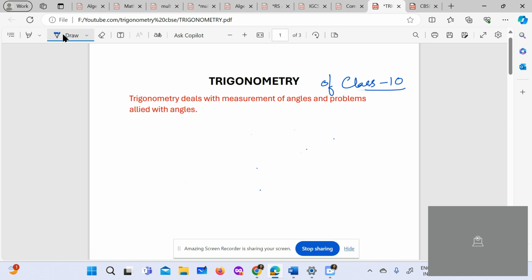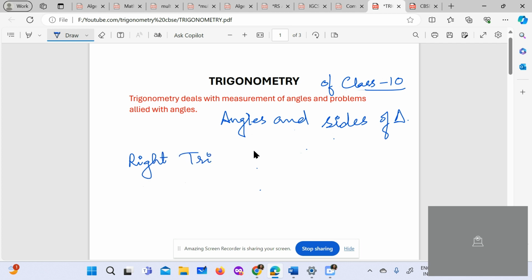Trigonometry deals with measurement of angles and problems allied with angles. You can also say that in general words, trigonometry shows the relationship between angles and sides of a triangle. When I say the word triangle, it includes both right triangle as well as other triangles. But in class 10, we are going to study trigonometry related to right triangle.